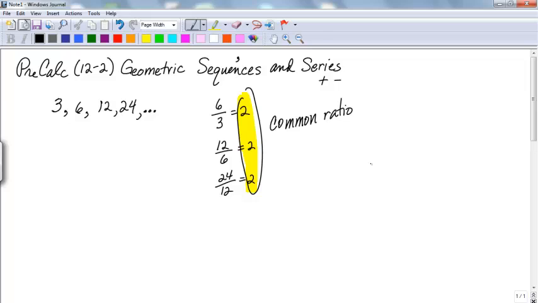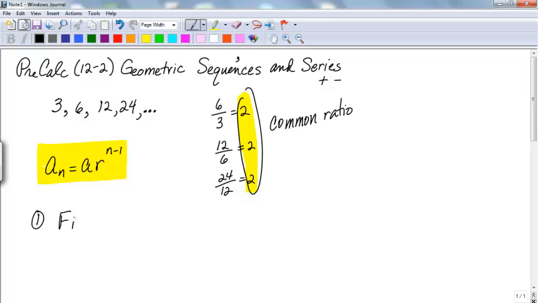The formula for finding the nth term of a geometric sequence is a sub n equals a r to the n minus 1 power. Okay, and that's the formula. The a sub n is still the nth term. a is the first term, r is the common ratio, and n is the number of terms. Okay, so let's look at an example.